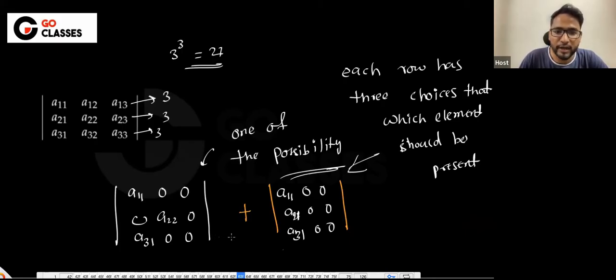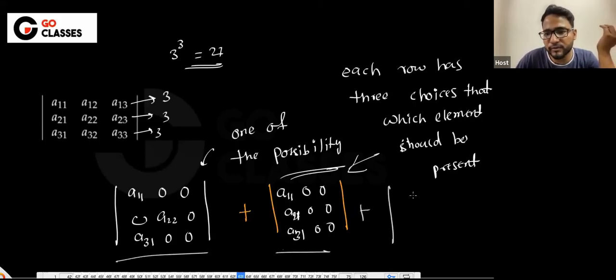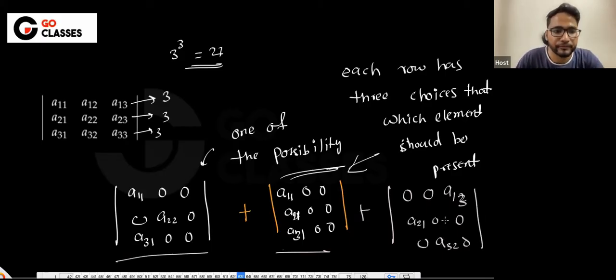Okay. So everyone agrees with this, right? That each row is having the 3 choices. Maybe you can have A11 here. Maybe you can have one of the elements as non-zero. This is one choice. This is another choice. You can have any other choice. Maybe in this row, I kept this as non-zero. In this row, I kept this as maybe non-zero, and maybe in this row, I kept this as non-zero, maybe like this. This is another possibility.